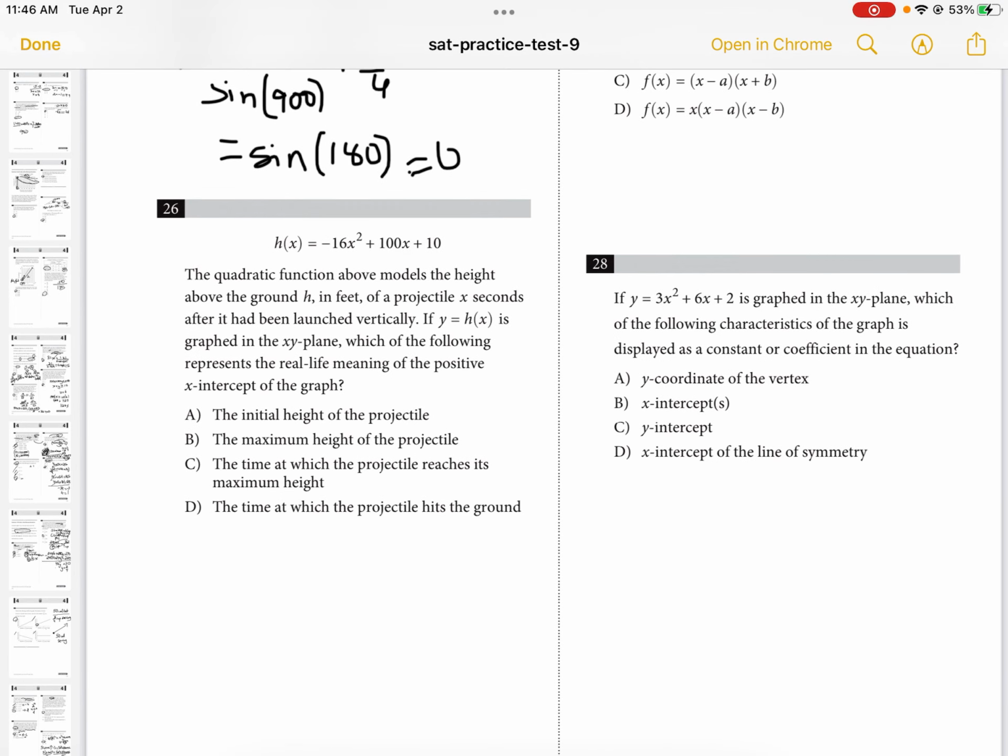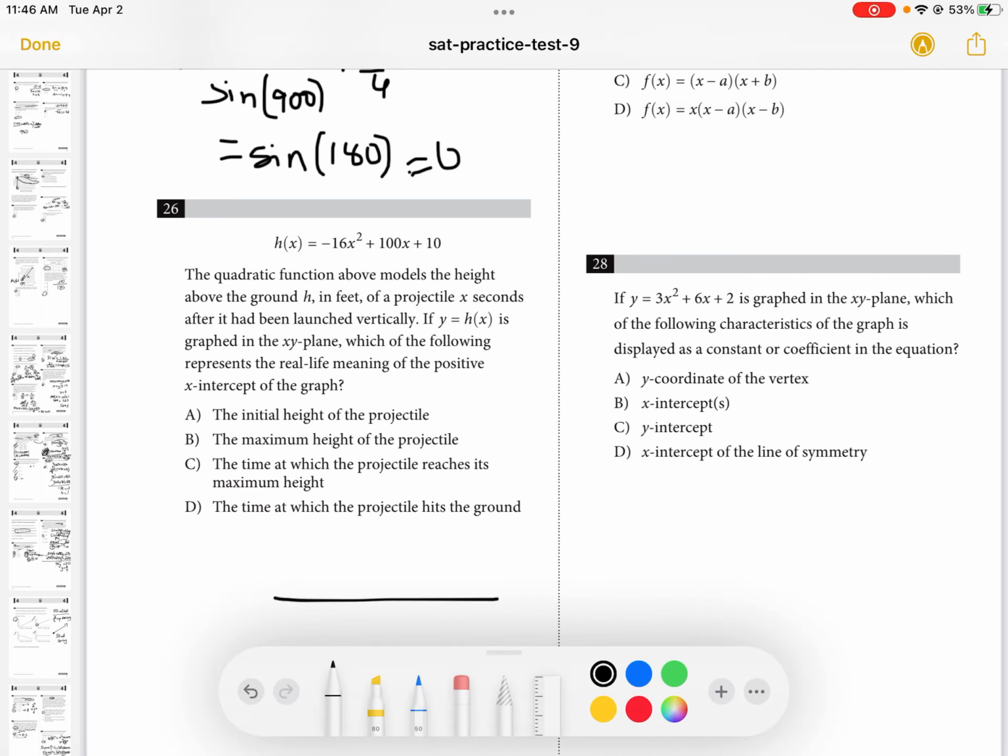Number 26. The quadratic function above models the height above the ground h in feet of a projectile x seconds after it had been launched vertically. If y equals h of x is graphed in the xy plane, which of the following represents the real life meaning of the positive x-intercept of the graph? So the positive x-intercept. An x-intercept hits the x-axis, so like somewhere here. The positive x-intercept represents the time when it hit the ground. So it'll be a certain time t and elevation 0. So the time at which the projectile hits the ground. That's answer choice D.